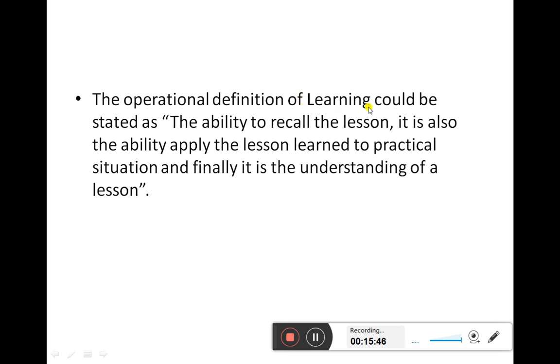That is among a major variable there, and it is learning. Learning could be stated as the ability to recall the lesson. It is the capacity to recall, to memorize the lesson. It is also the ability to apply the lesson to a practical situation. And finally, it is the understanding of a lesson.